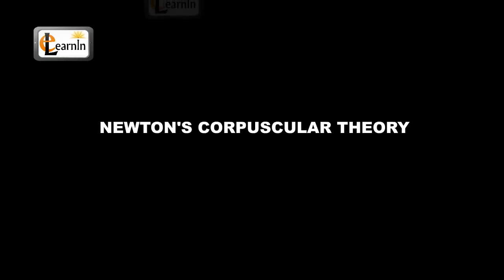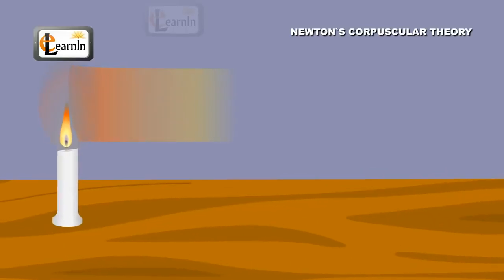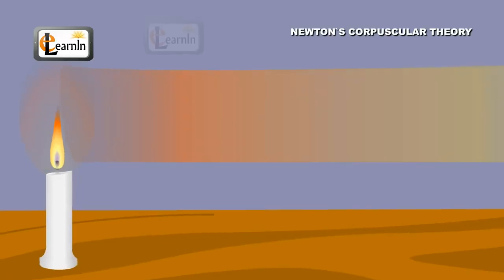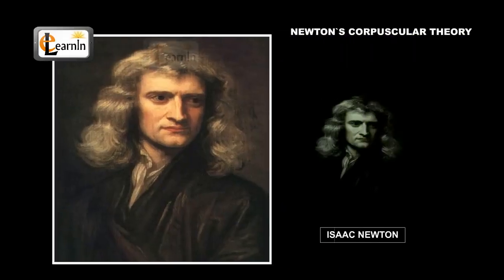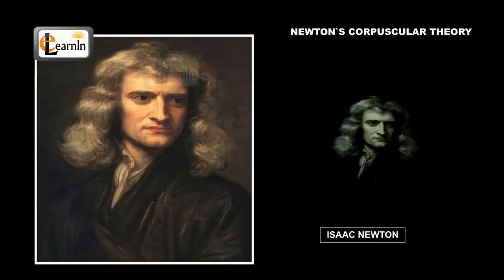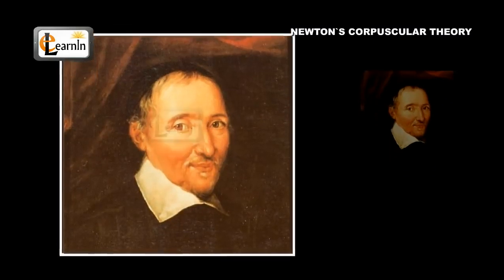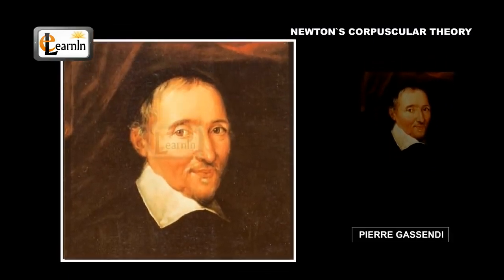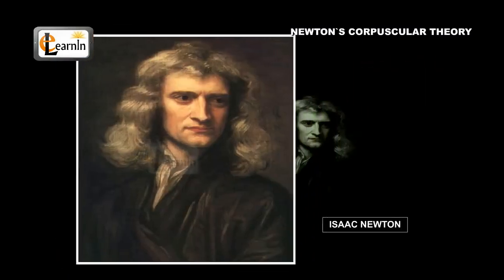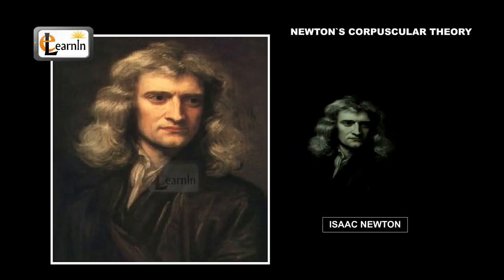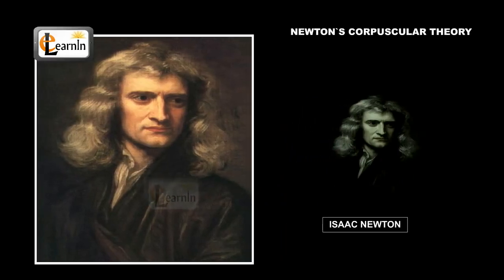Newton's corpuscular theory. Today we're going to learn about Newton's corpuscular theory. Sir Isaac Newton's corpuscular theory was one of the earliest scientific attempts at understanding the nature of light. Even though it was originally set forward by Pierre Gassendi, it was Newton who later developed and proposed the corpuscular theory of light way back in the 17th century.